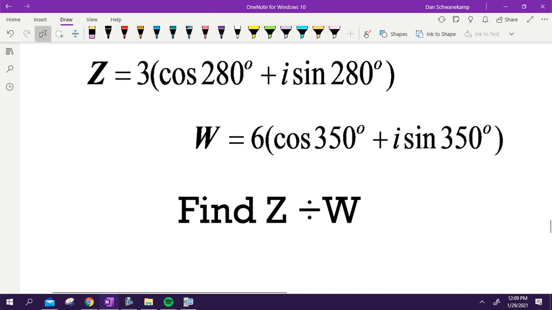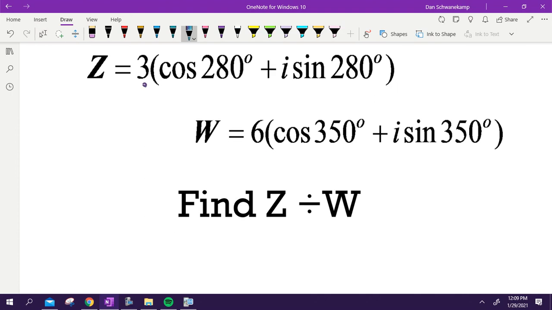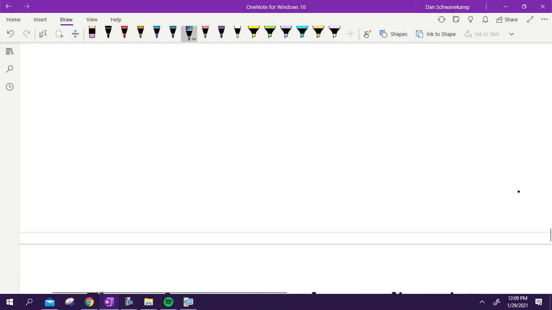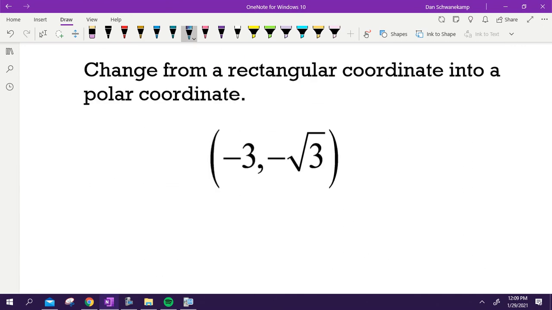If we were doing z divided by w, what would we do with the 2 radii? Divide them, so it'd be 1/2. What would you do with the 2 angles? 280 minus 350 would be negative 70. What would you do to make that good? Add 360.